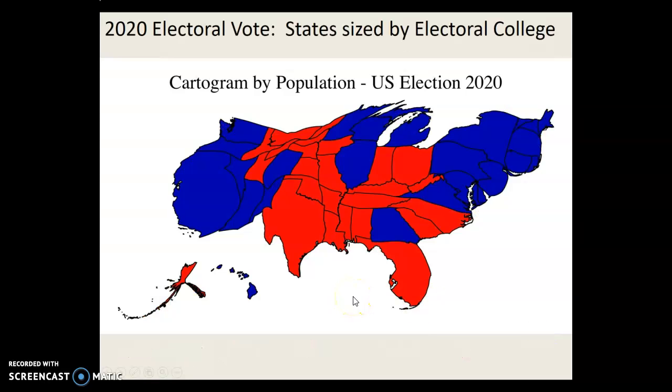This is kind of an interesting way to look at it. Since states that are bigger in population will have more presidential electors, if we size the states by their population, you can see here that there is more blue on this map than red for the last election. So even though Donald Trump won a lot more states than Joe Biden, the states that Biden won have much larger population for the most part. So Biden won the election.